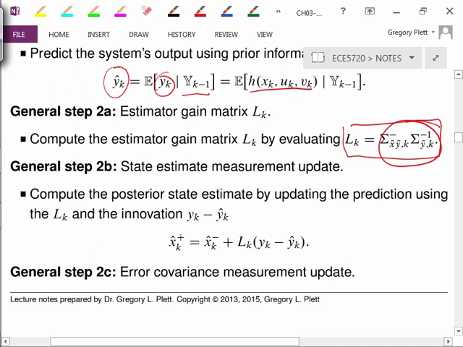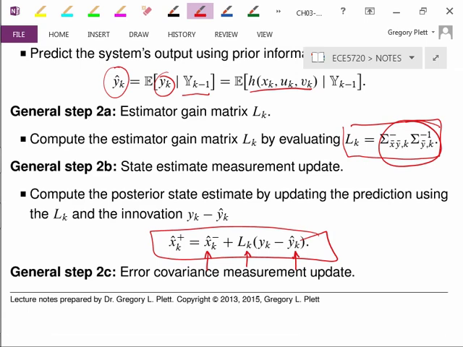Now I'm ready to compute the output of my Kalman filter. I make the state estimate. I take the prediction from step 1a, the output prediction from step 1c, and the gain matrix from step 2a. I make a measurement at this point of the actual voltage, and I combine all that together, and I get a state estimate of my system.